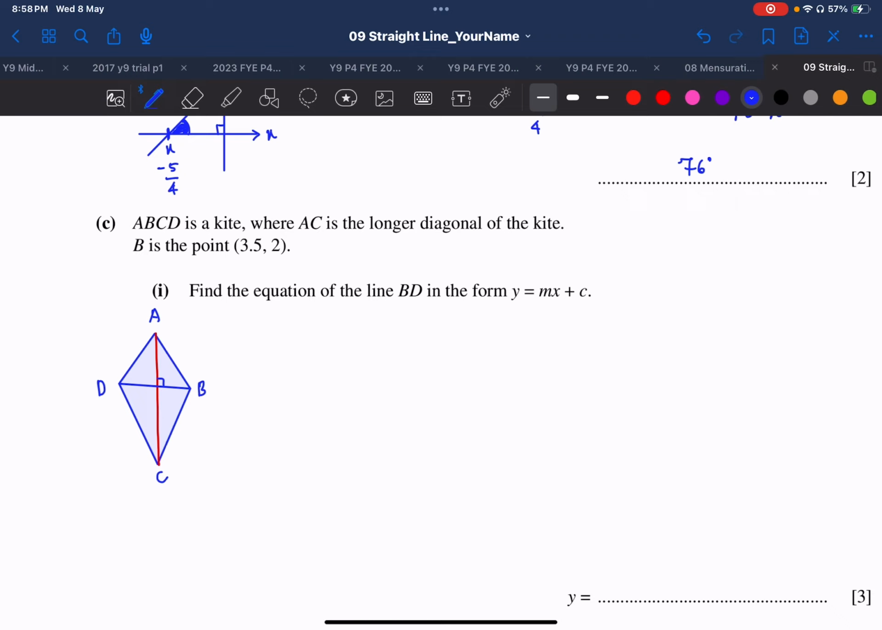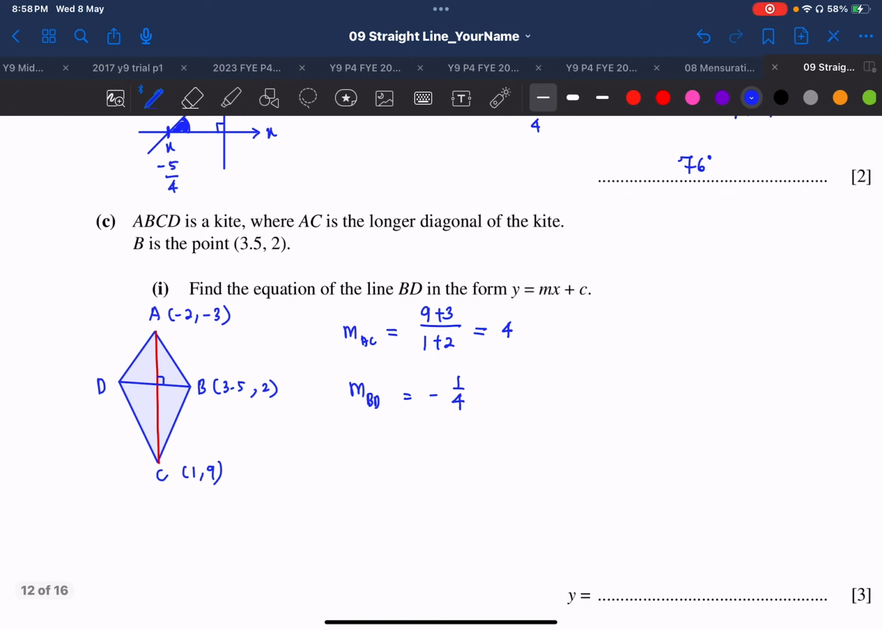So A is (negative 2, negative 3). B is (3.5, 2). C is (1, 9). And D is I do not know. The question asks about the line BD. So before I find the line BD equation, I need the gradient number 1, which is AC. So 9 minus negative 3 is plus 12. 1 minus negative 2 is plus 3. So just now actually we found already, right? Okay, this is the gradient. So M number 2 for BD will be negative 1 over 4.